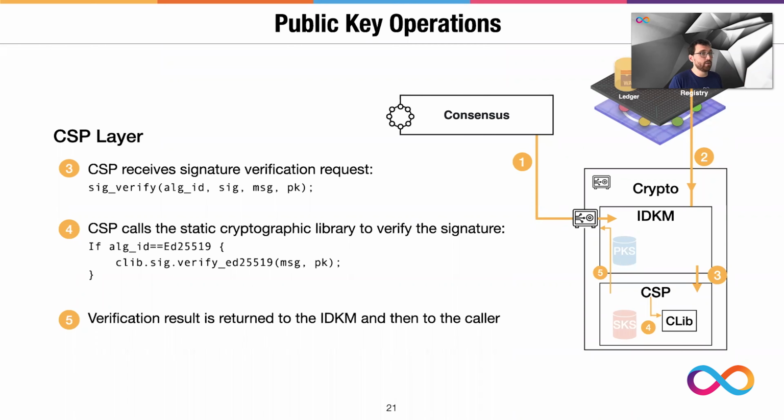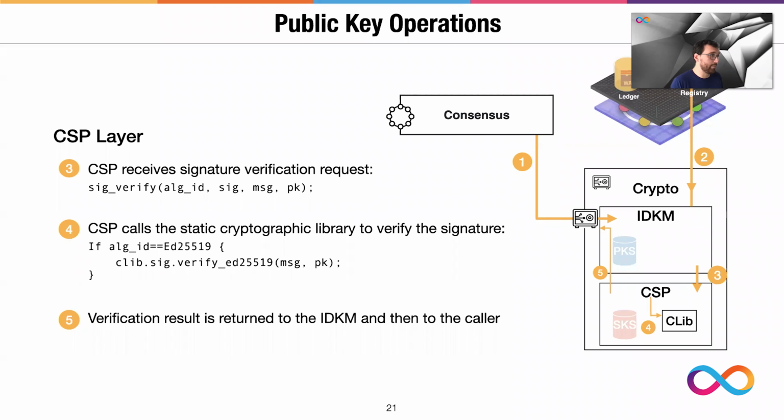And in this case, there's no secret key operation. This is just signature verification. So the information that the IDKM passed to the CSP layer is sufficient to verify whether the signature is valid or not. So the CSP will call directly a cryptographic library method. The algorithm ID specifies essentially which scheme we are going to use for this specific interaction, so that the CSP can call the correct method.